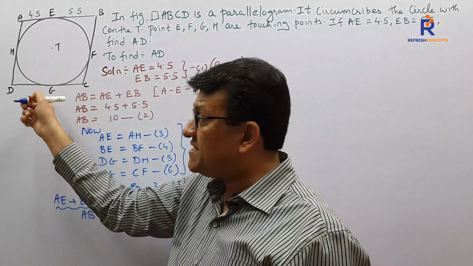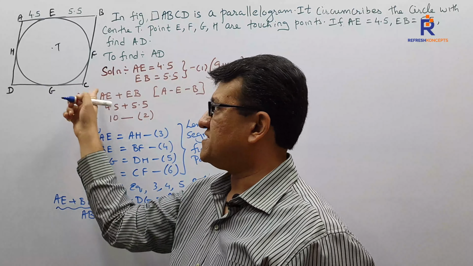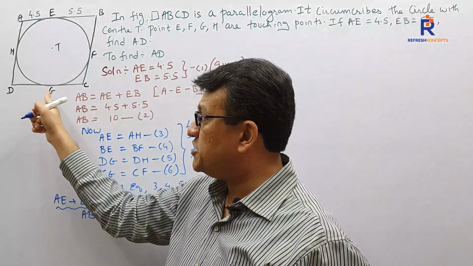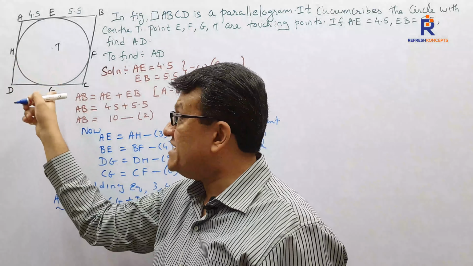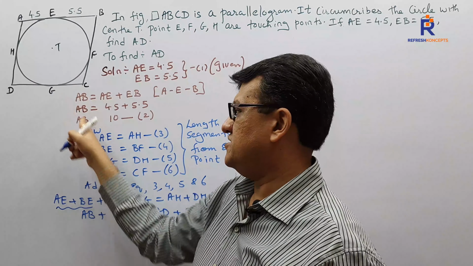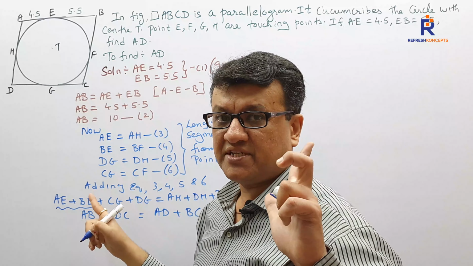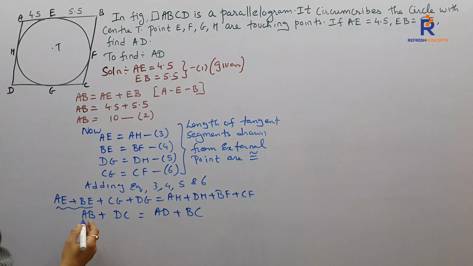Thereafter, I picked up the opposite side. You could have started with C also; I started with D. Then DG with DH. But I need to complete this opposite side. Therefore, the partner for DG is GC or CG. Keep this in mind, children. So AB plus DC is AD plus BC.